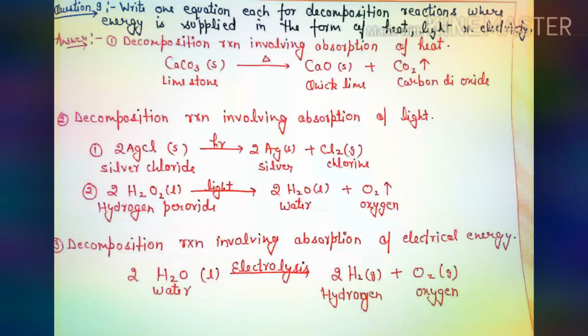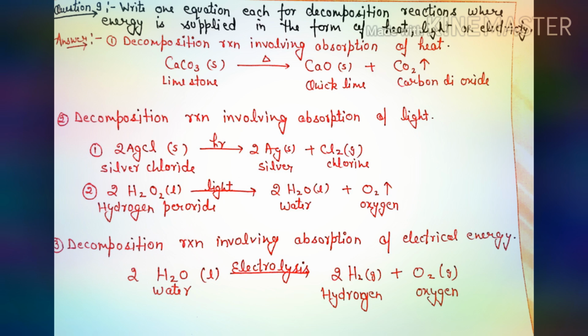Question number 9: write one equation each for decomposition reaction where energy is supplied in the form of heat, light and electricity. So students, as I also explained in the class, decomposition reactions are those reactions in which a big molecule splits into simpler molecules with the help of heat, light and electricity. So, decomposition reactions involving absorption of heat.